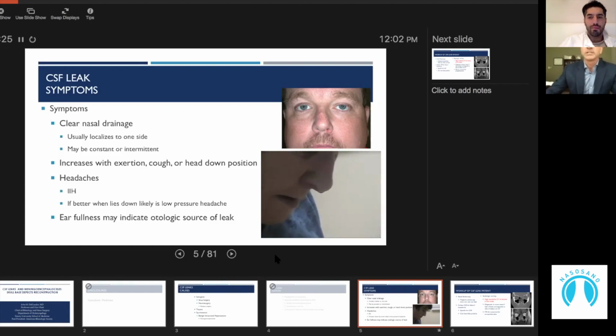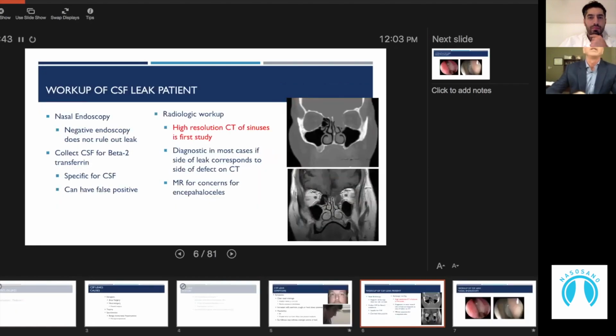Ear fullness is another thing we need to pay attention to. In this video, you think this is a significant CSF leak from the nose. This is actually an otologic leak that's draining through the eustachian tube. So we always need to consider the middle ear as a causative area in CSF leaks, even with rhinorrhea. The workup of these patients, nasal endoscopy is very important, but a negative nasal endoscopy does not rule out a leak.